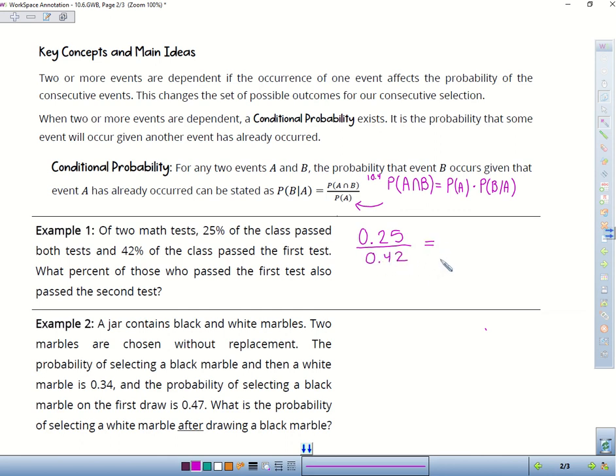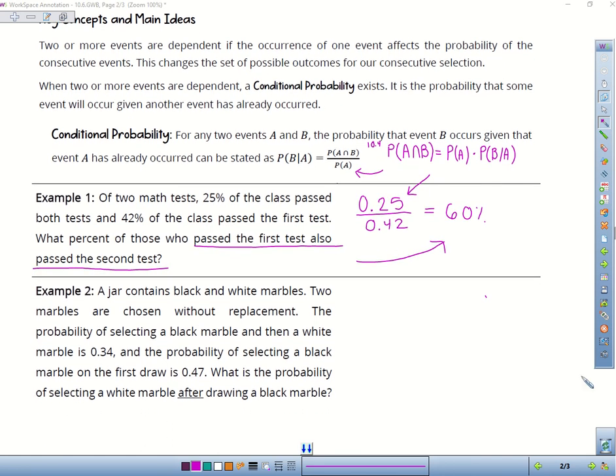You do that math, and when you do the math, you get 60%. So that's the percent of those who passed the first test also passing the second test. So these are the percent of people who also passed the second test given they passed the first test. Does that make sense how we did that? Now every one of these problems that you do, you can use that logic, but I also want to give you a hint. The smaller of the two fractions or percentages, decimals, whatever you want to call them, has to be on top. Okay, the smaller of the two has to go on top.